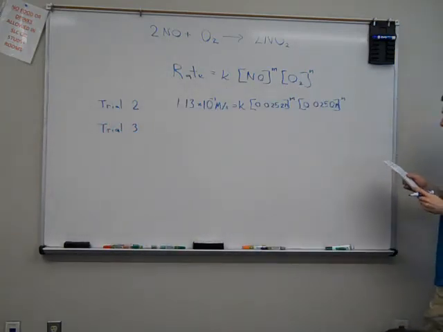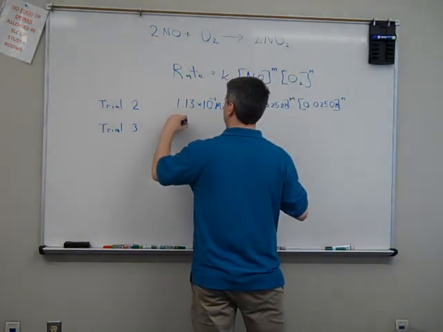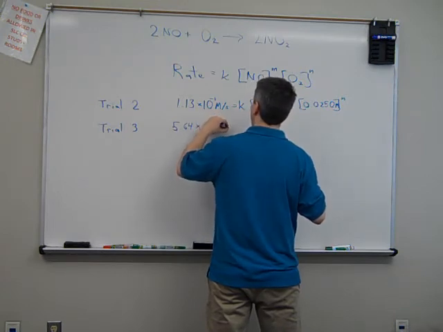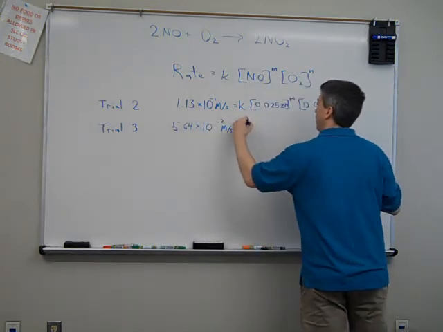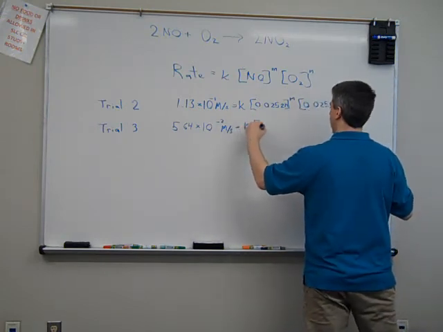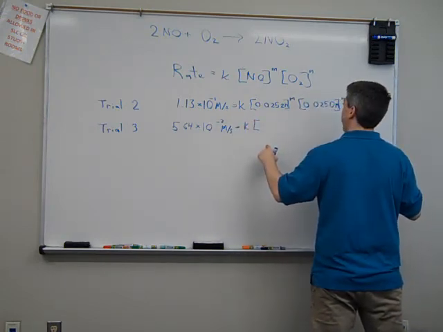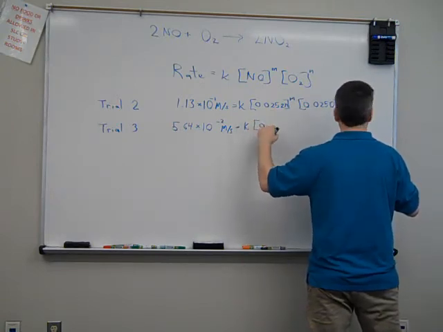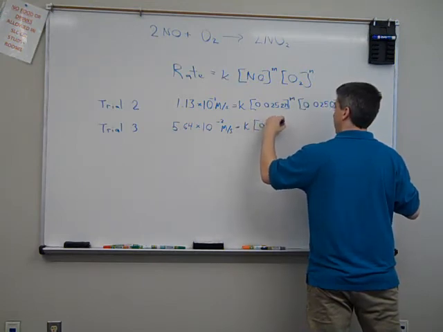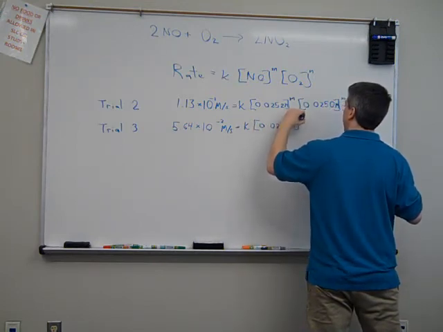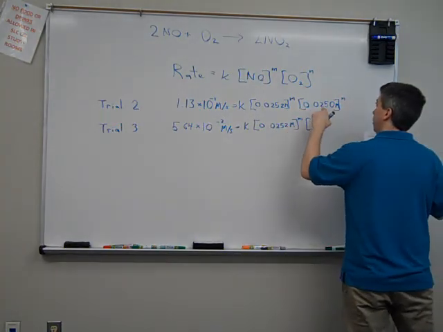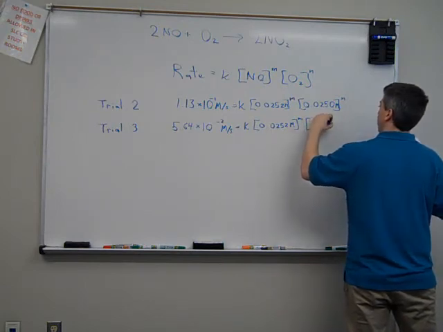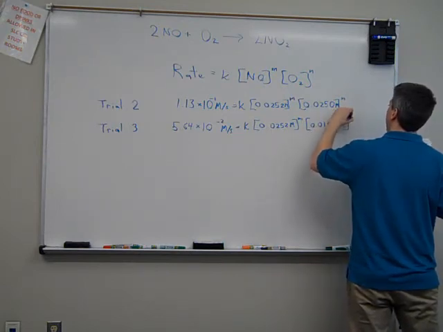In trial 3, I put in my rate, it's 5.64 times 10 to the negative 2 molarity per second. And that's equal to k times the concentration of NO for trial 3, which is 0.0252 molarity to the m power, times the concentration for O2, which is 0.0125 molarity to the n power.